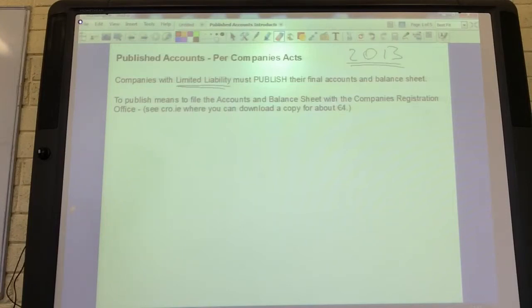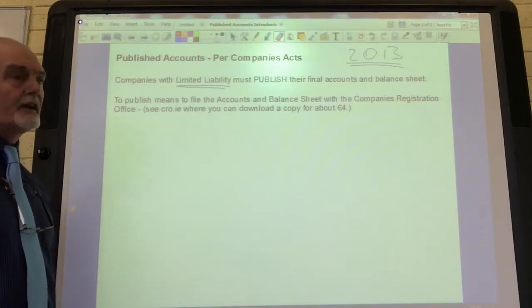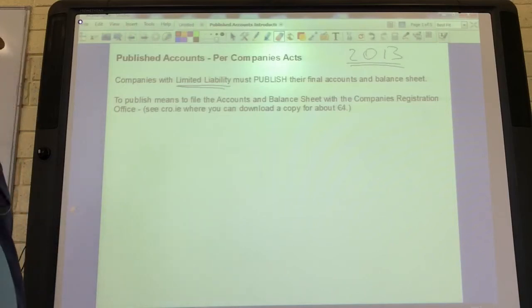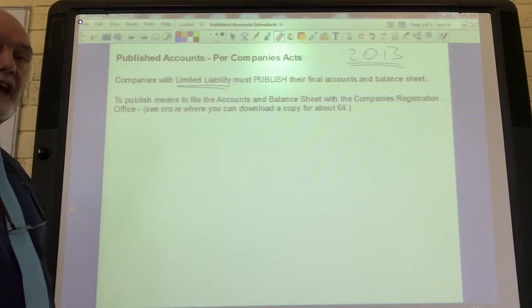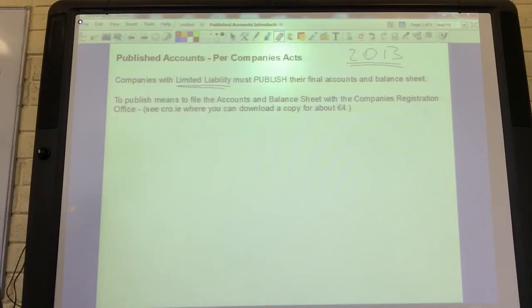Small companies just send a copy of their balance sheet. Medium-sized companies, some of the final accounts and balance sheet. And large companies, those would be companies with high turnover and high asset values and more than 250 employees. Those kind of companies would have full disclosure. We'll talk about that later.